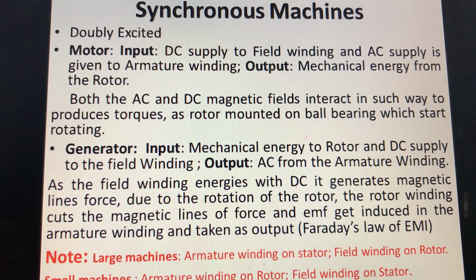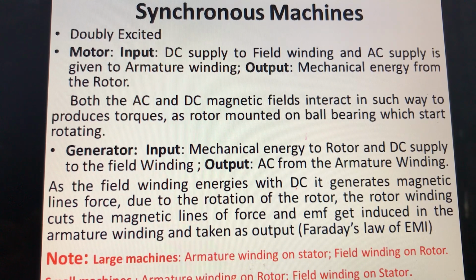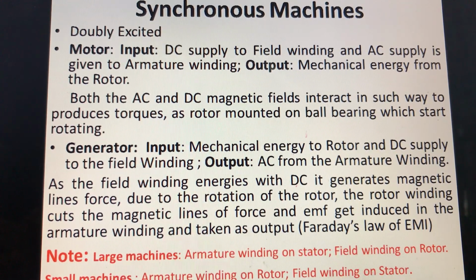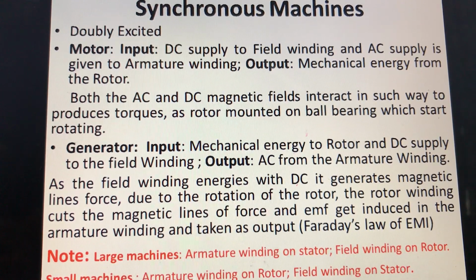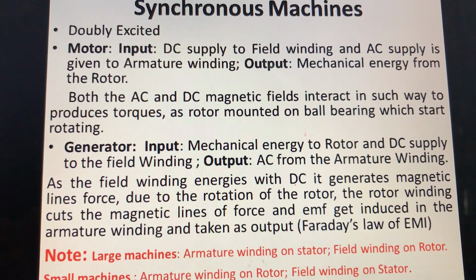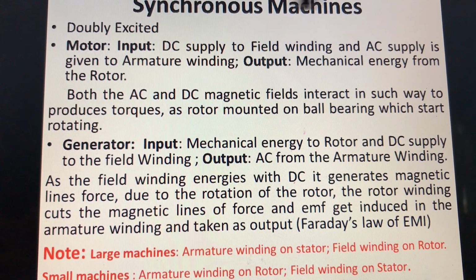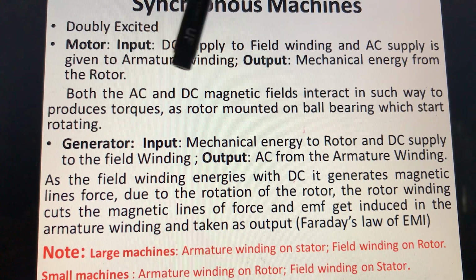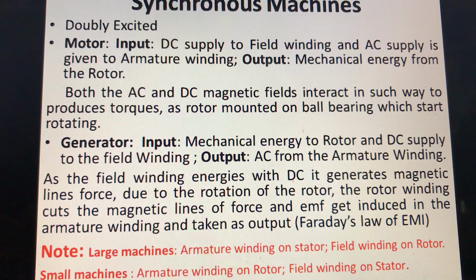Then there are synchronous machines. They are doubly excited machines. In case of motor, at input we are giving DC supply to the field winding and AC supply is given to the armature winding, and at output we are getting mechanical energy from the rotor. Here you can see DC and AC supply both are given at the input. So both AC and DC magnetic fields interact in such a way that they produce torque. As the motor is mounted on ball bearings, it starts rotating. So this is the case with motor.